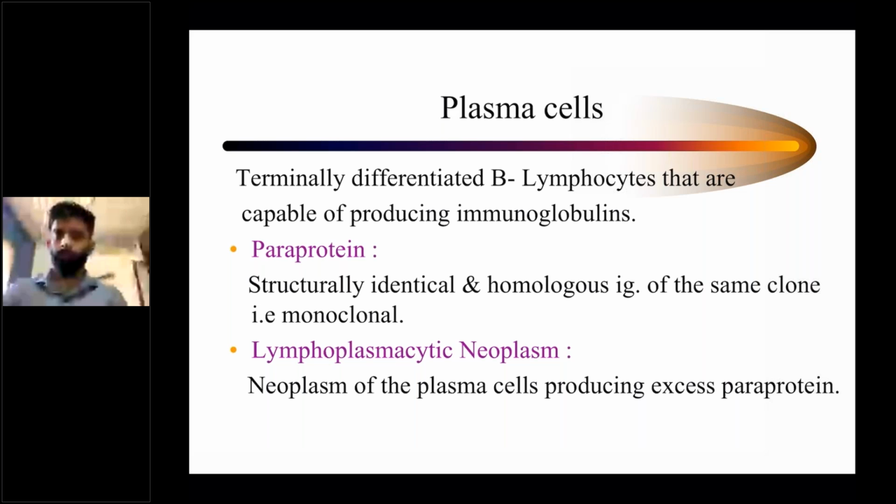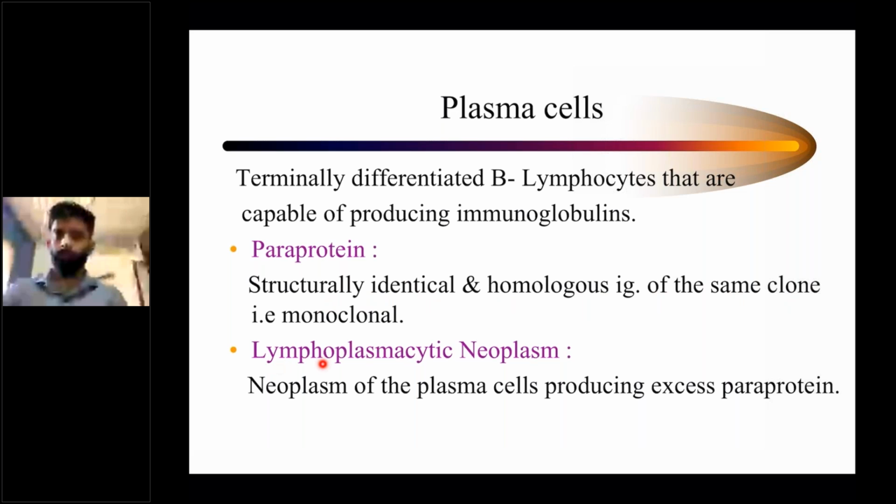So what is a paraprotein? A paraprotein is a structurally identical and homologous immunoglobulin of the same clone. So it's monoclonal. It's only one particular clone, one particular identification, one particular function. That's called a paraprotein. It's structurally identical and homologous, of the same clone.